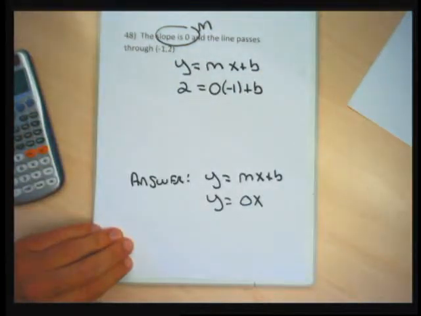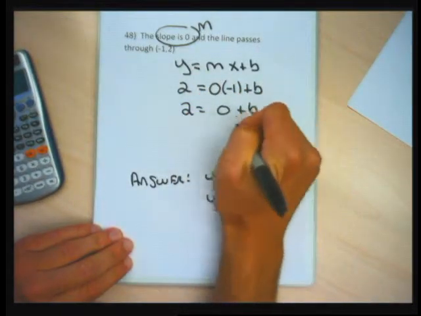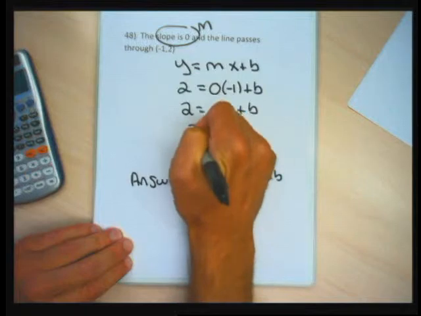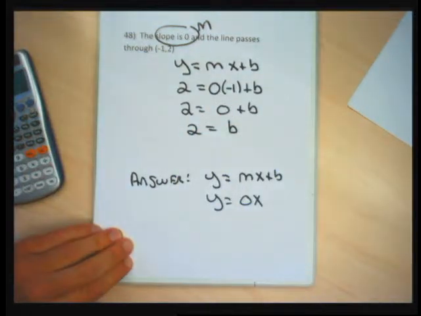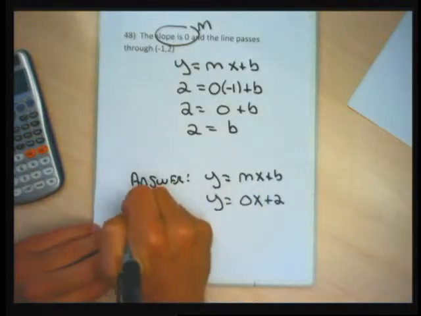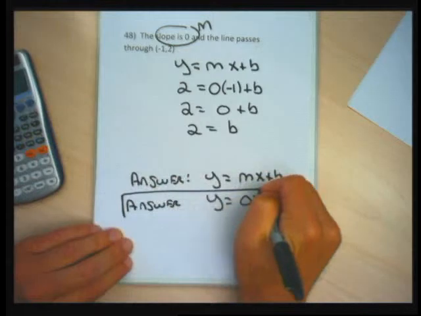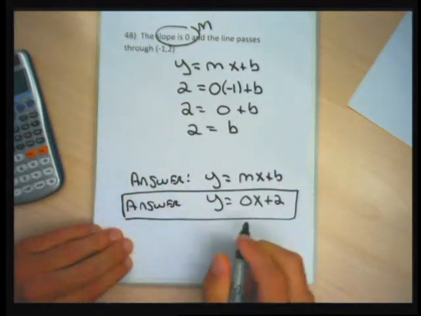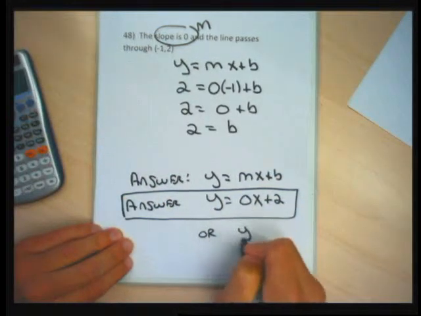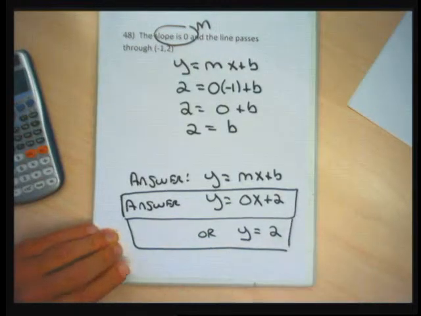This is the easiest algebra yet because the 0 times -1 is 0. And I get b equal to 2. So I'm going to take that b and plug it in my answer. This is a completely correct answer. Probably a little bit more correct than it needs to be. Equivalently, I could just write y equal to 2 because the 0x piece is equal to 0.